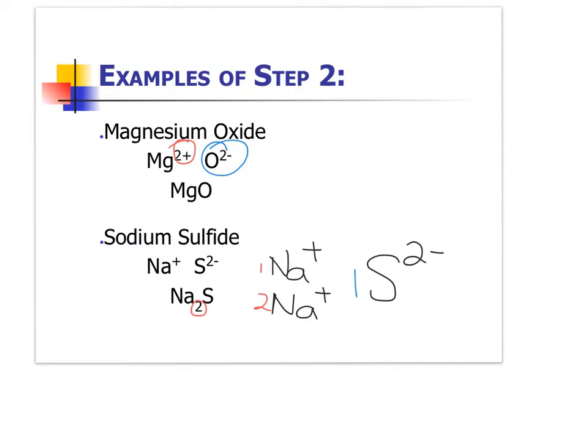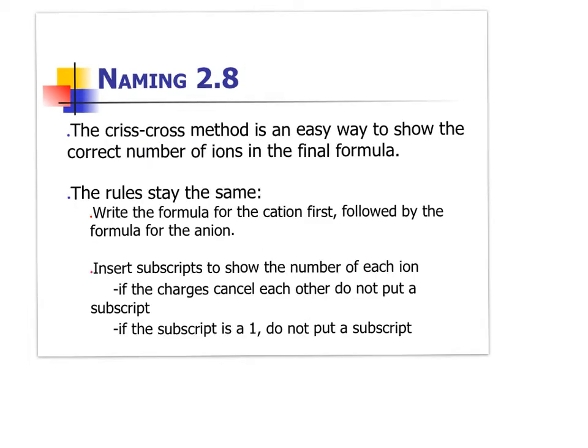Another method that we do is known as the crisscross method. The crisscross method is an easy way to show the final formula. All the rules stay the same. There is no difference in your rules.